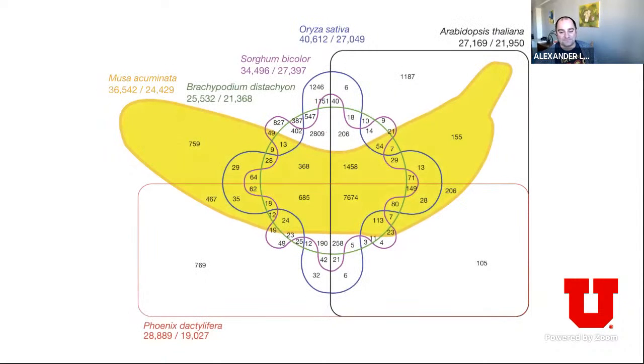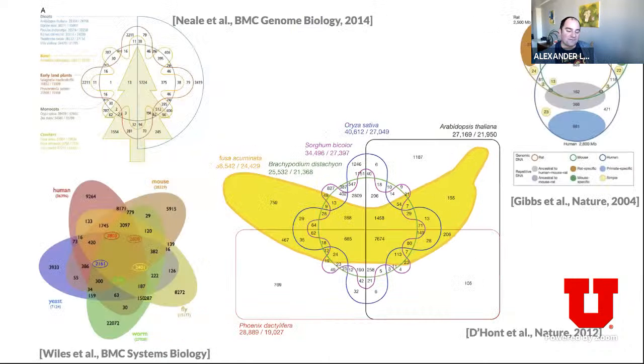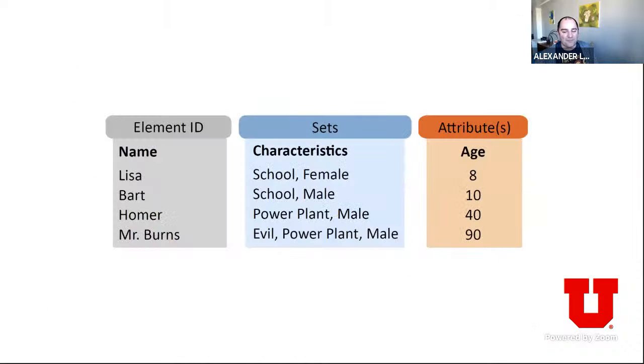And also, this isn't an isolated incident. This is a common problem. These are various different set diagrams that I found in scientific publications. And so I want to make this a little bit more tangible and give you an example with Simpsons characters. You have Lisa, Bart, Homer, and Mr. Burns, and then you have the sets. These are some characteristics about them.